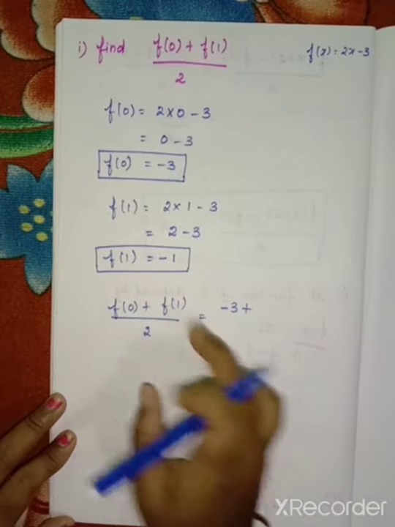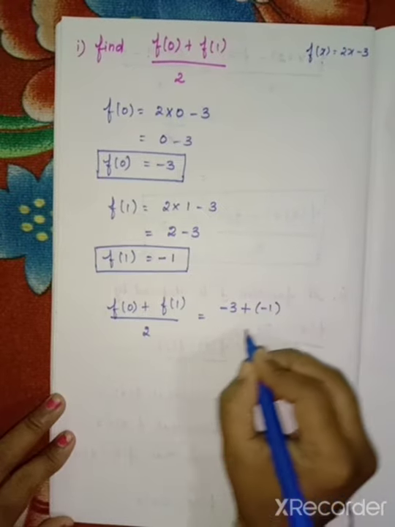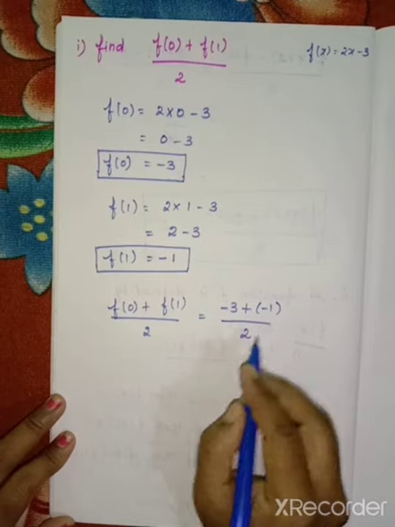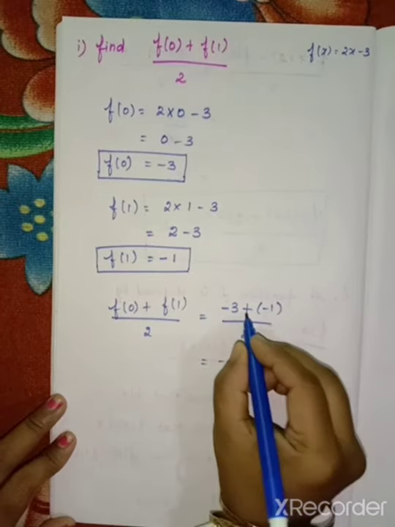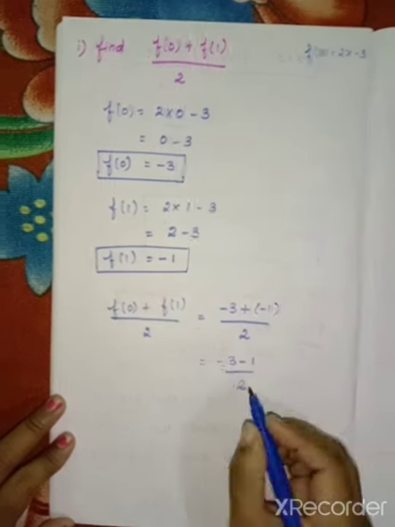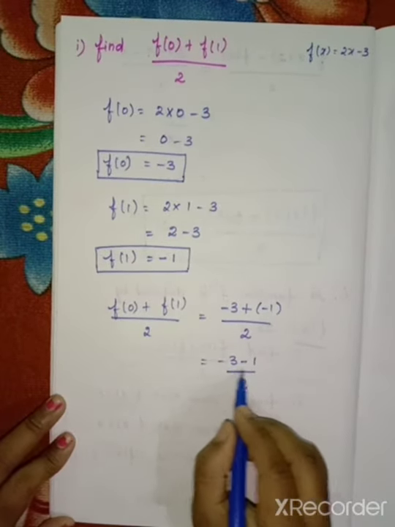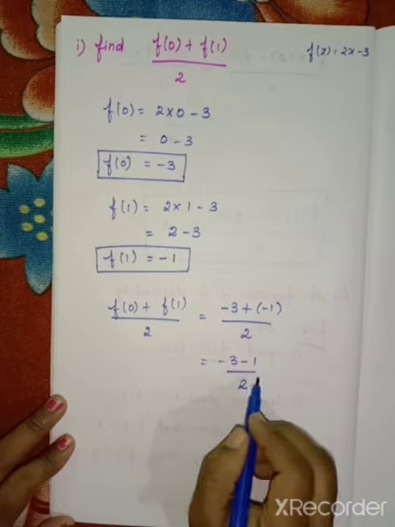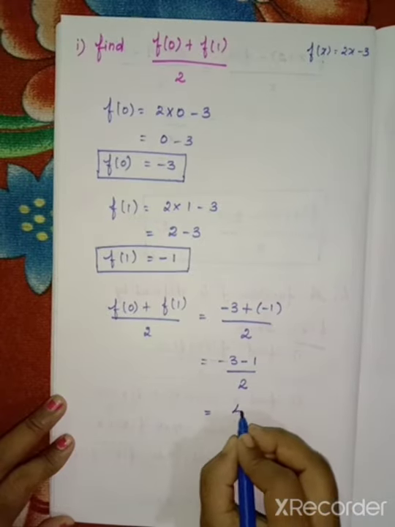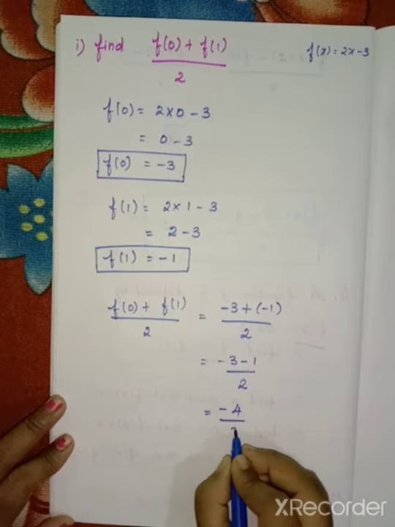For f of 1 we find minus 1 divided by 2. So here you have to multiply: minus 3 plus into minus 1 divided by 2. Both the signs are equal, so just add and write the same sign. So 3 plus 1 is 4, minus 4 divided by 2.